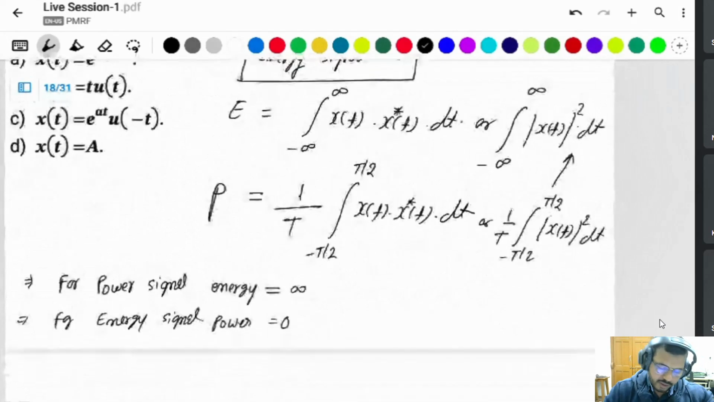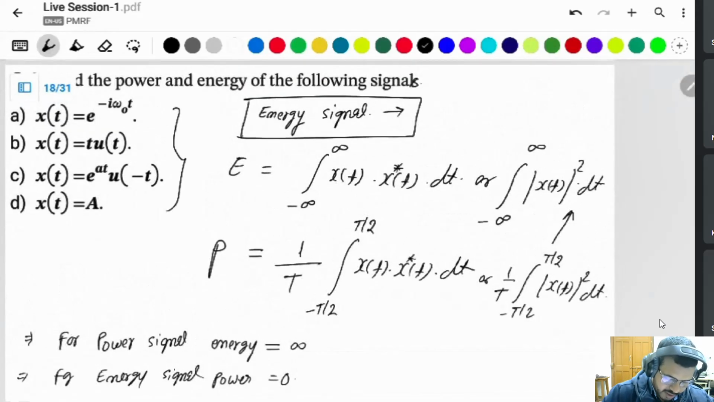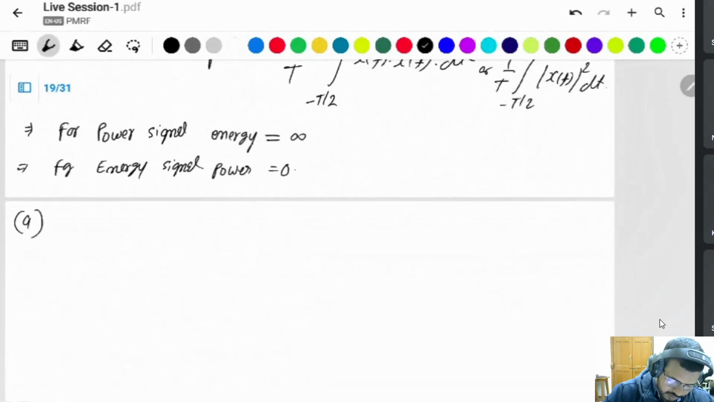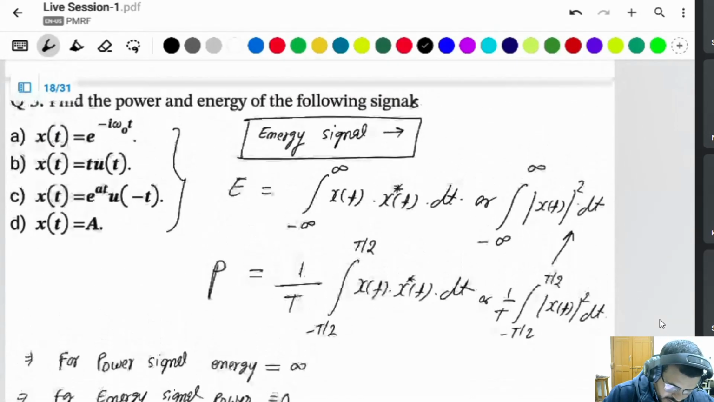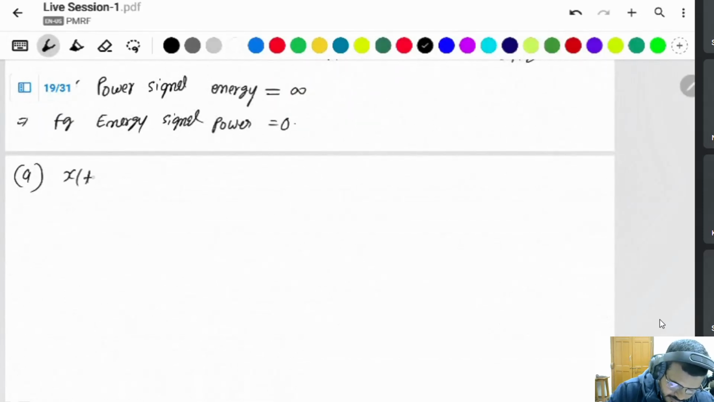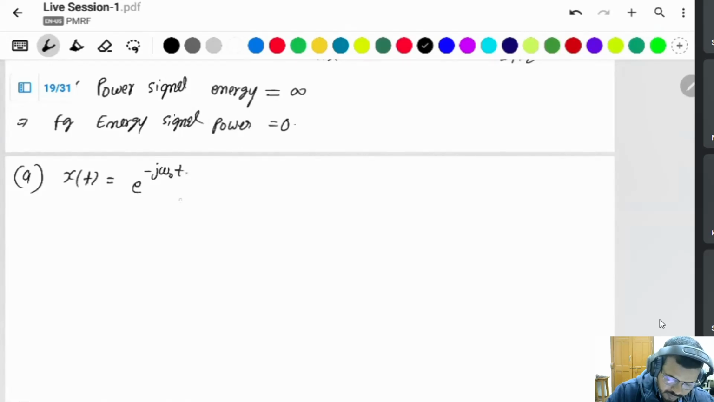Let's calculate the power and energy. Take the first question: x(t) is equal to e to the power j omega naught t. We can check whether it is an energy signal or power signal by calculating the power and energy. First of all, calculate the energy for this one.